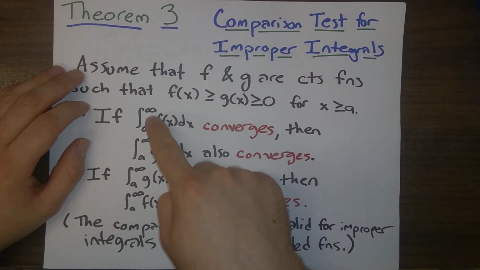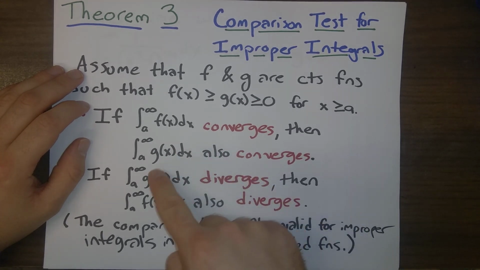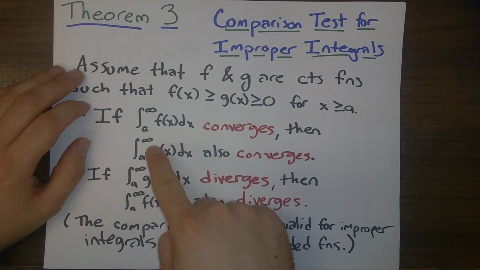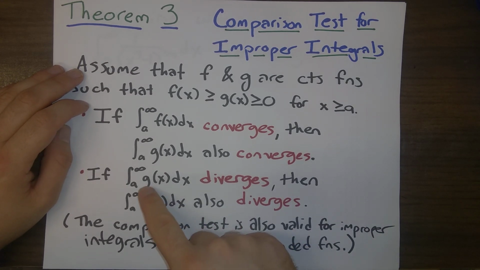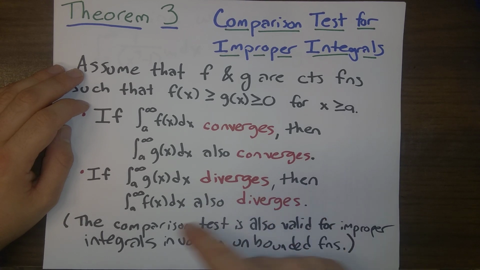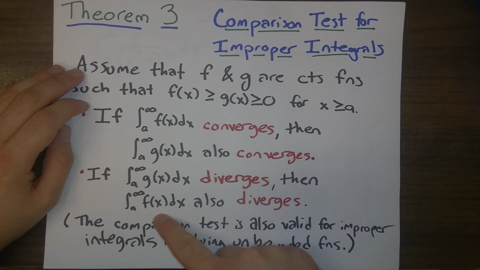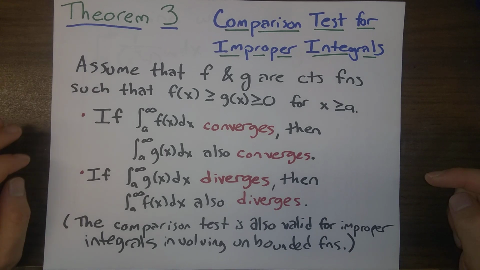If the integral from a to infinity of f of x converges, then so does the integral from a to infinity of g of x. And vice versa, if the integral from a to infinity of g of x diverges, then the integral from a to infinity of f of x dx also diverges.